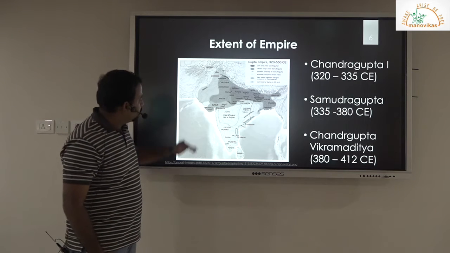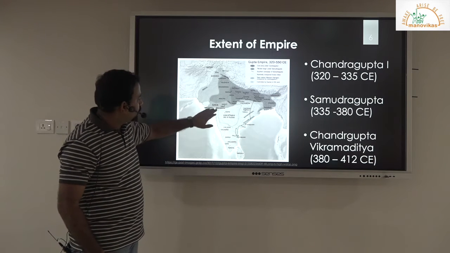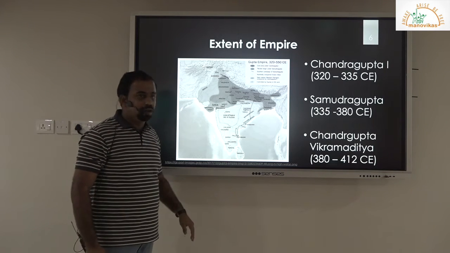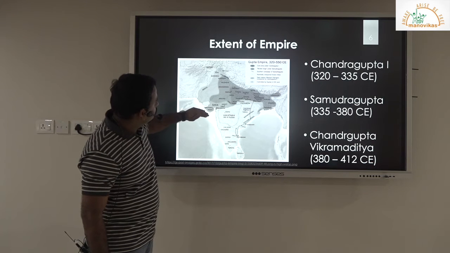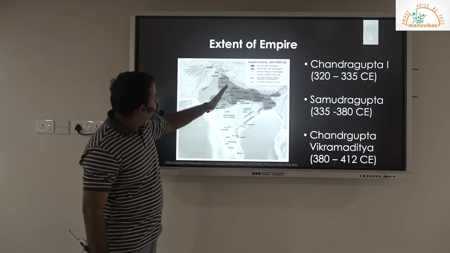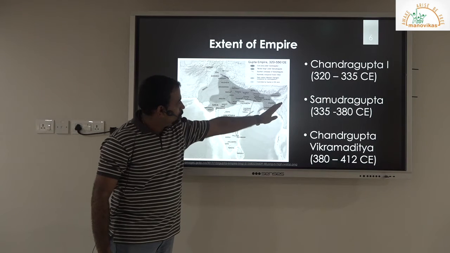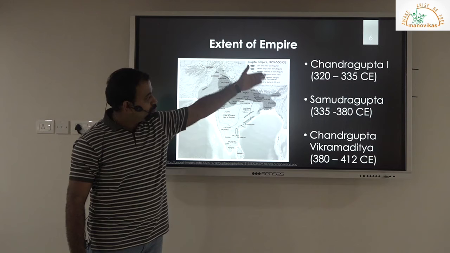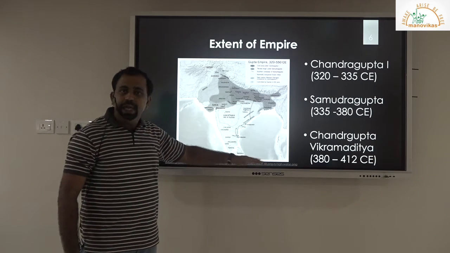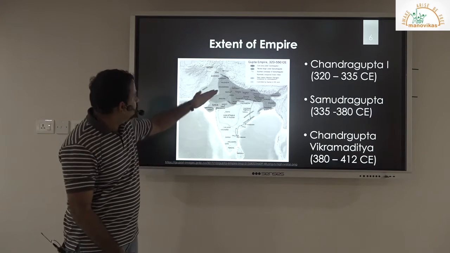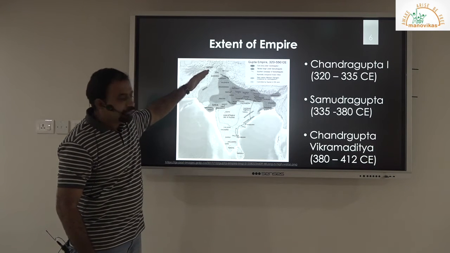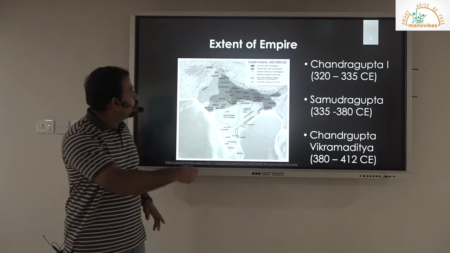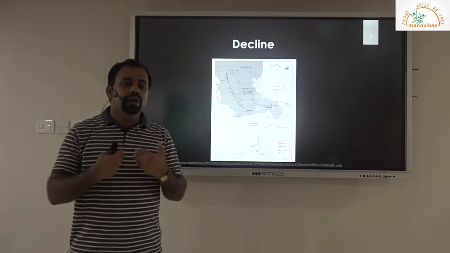His conquest is known for defeating the Shaka rulers which were ruling over Gujarat. He also conquered parts of Malwa. So we see that from Gujarat till the borders of Kashmir, from Punjab till the borders of Assam and Bangladesh was the extent of empire till the rule of Chandragupta first, Samudragupta, and Chandragupta II. Later on, with the next generation, they extended this empire till the valleys of river Indus.